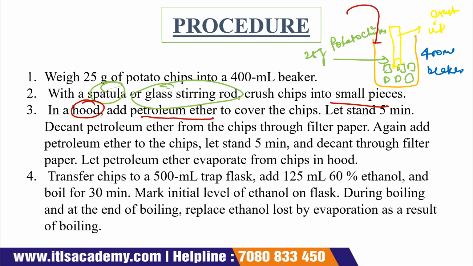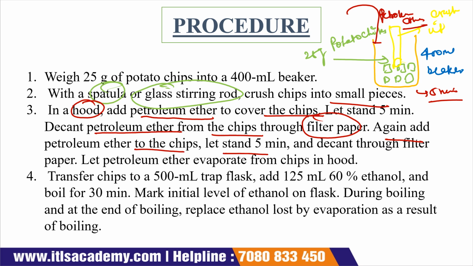Now what should we do? We add petroleum ether, and when we have added this petroleum ether, we cover it and leave it for 5 minutes. Okay, now after 5 minutes we decant this petroleum ether from the chips through the filter paper, and again after that we add petroleum ether to the chips, and again we leave it for 5 minutes and decant through a filter paper, and let the petroleum ether evaporate from the chips in a hood.